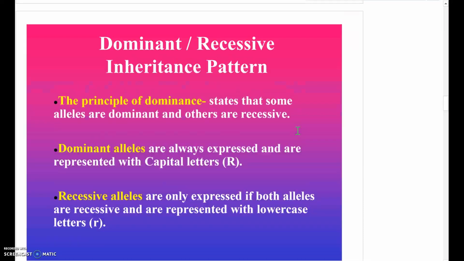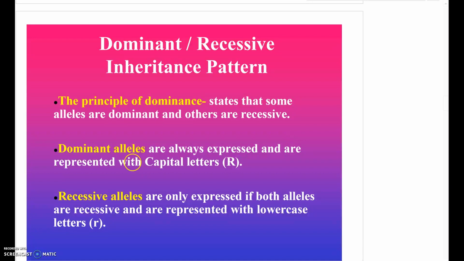Now, the other thing that Mendel discovered was what he called his principle of dominance, and what we now refer to as a dominant recessive inheritance pattern. We'll see later on that there are other inheritance patterns that different traits can follow. But what Mendel came up with was this principle of dominance that stated that some alleles are dominant and others are recessive. And what that means is that dominant alleles always get expressed as the phenotype if they are present.